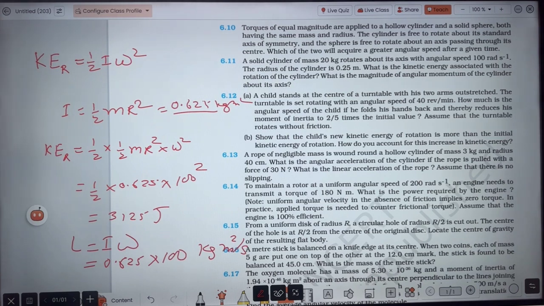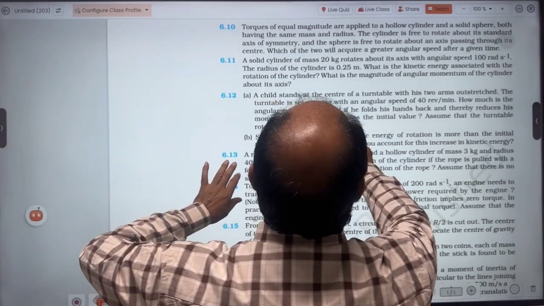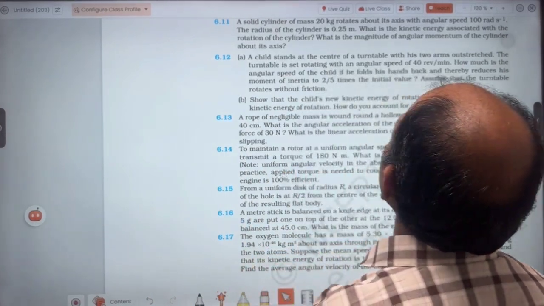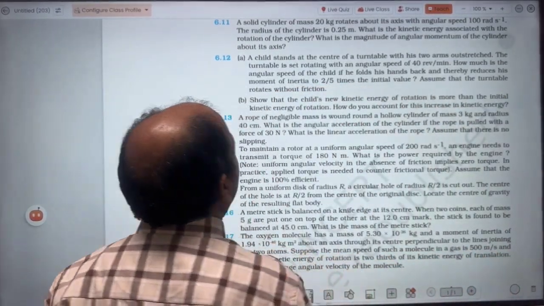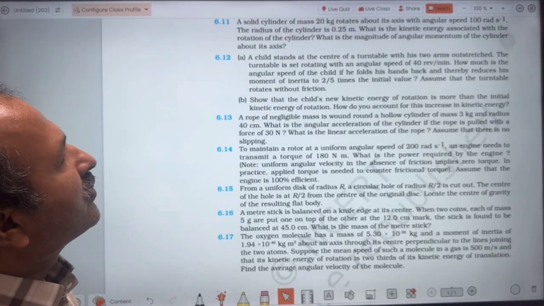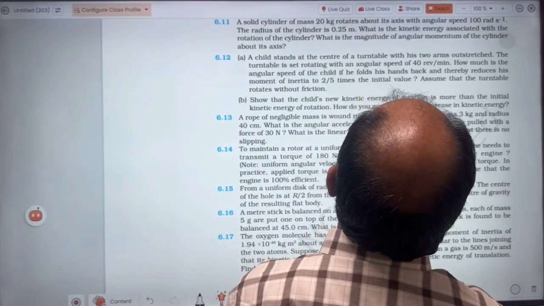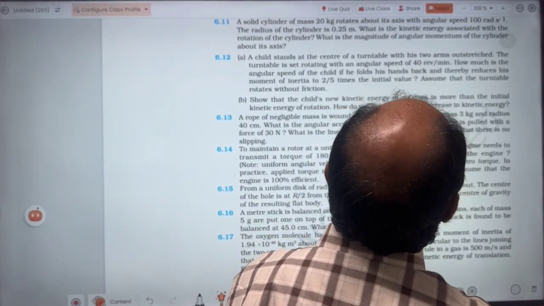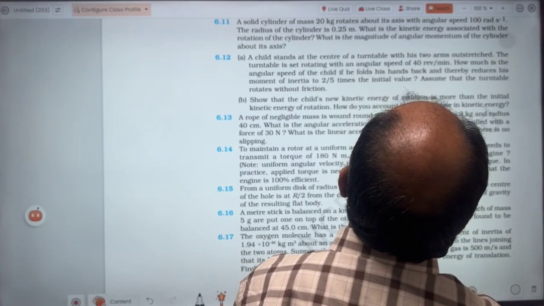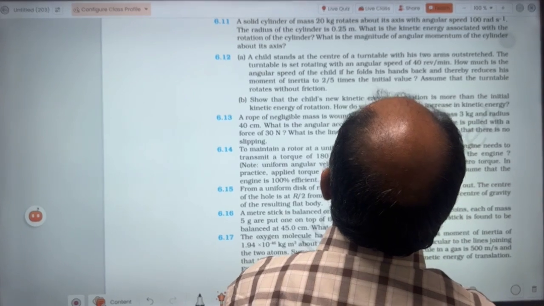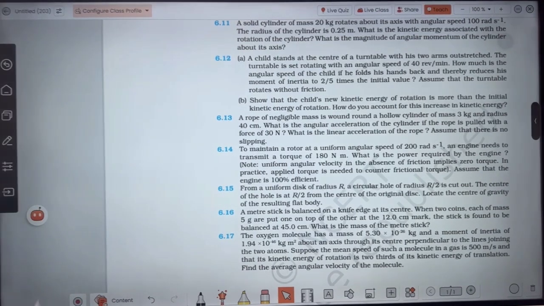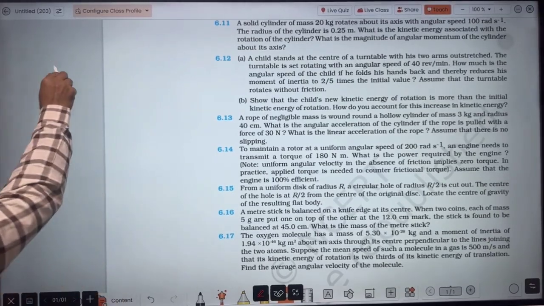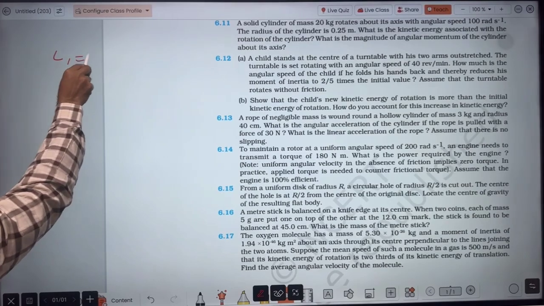Now we are going to take the next question. Next question says, a child stands at the center of a turntable. Simple. Here in absence, I2 is 2 by 5 times I. 200 divided by 2. So initial kinetic energy, 5I times this is 100 square. So I will cancel out. This will become 5 into 1600 divided by 2 into 100 into 100. You can simplify. You will see that kinetic energy increases. So for this, here the child stands at the center.